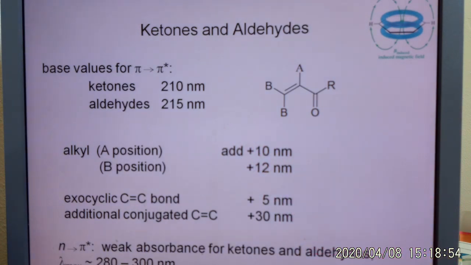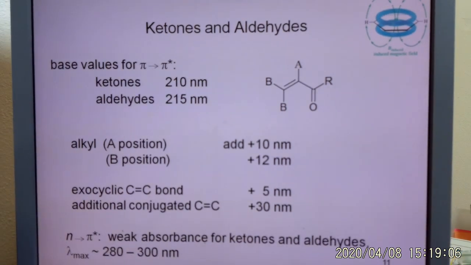Now, what about this n to pi star we were talking about earlier? Well, n to pi star are weak absorbances, so my extinction coefficient is low. However, it does occur at the range where the maximum is between 280 and 300 nanometers.